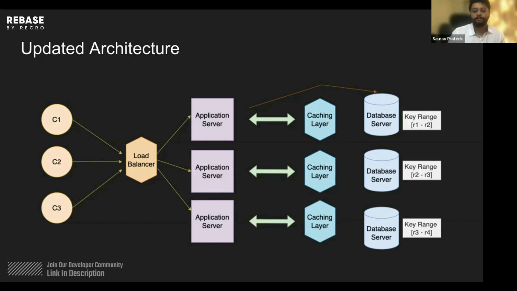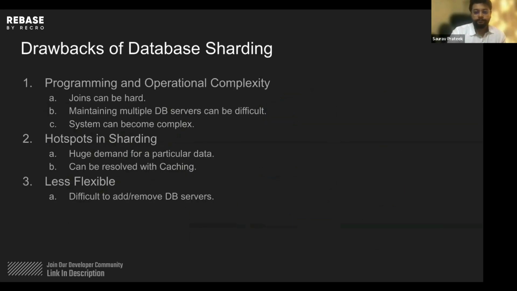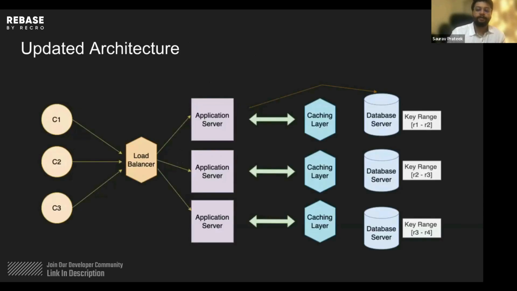Another major disadvantage is that since we have a lot of database servers and we need to manage each and every one of them, if one of the database servers gets down, then a certain amount of data will be unavailable to us. So suppose if database server 1 is down, then all the data which is present in the key range of R1 to R2 will be unavailable to the system. Still, our system entirely won't halt, but yeah, a certain amount of data will not be available.